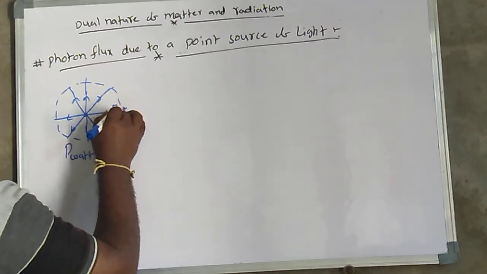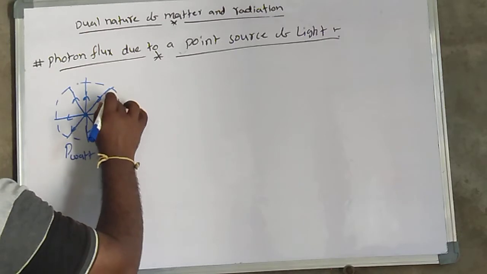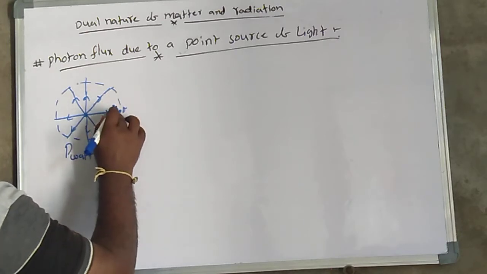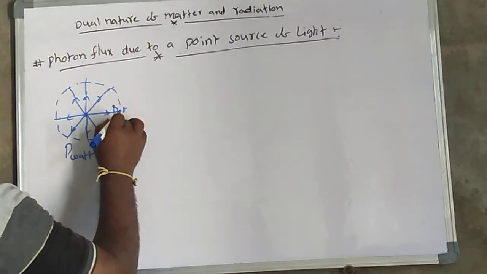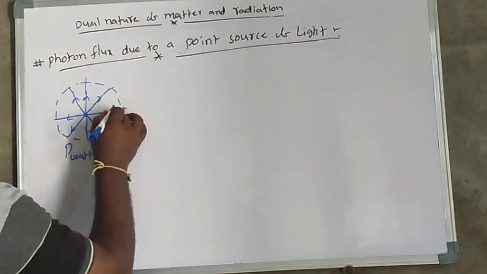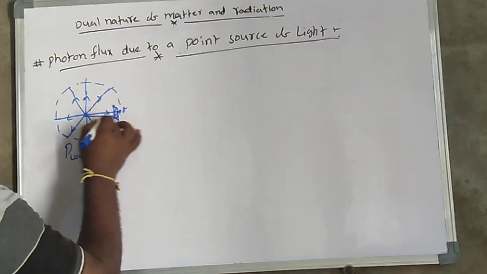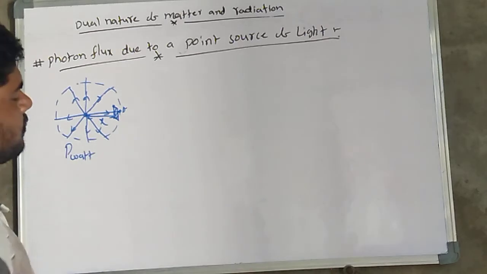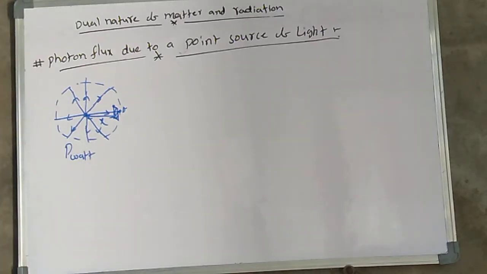Here this is the cross sectional area. From the center to this cross sectional area, this distance I would like to consider as x.